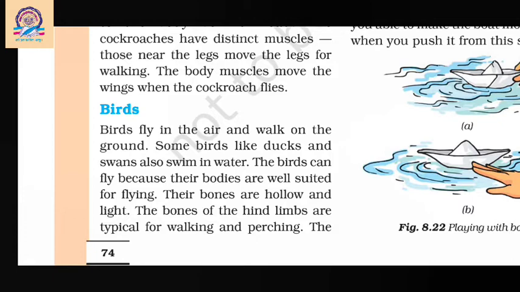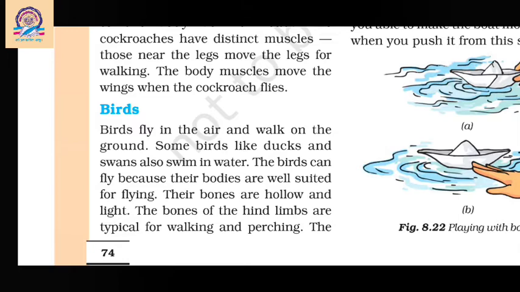But birds can fly because their bodies are well suited for flying. Okay, how can they fly? Their body is made in a way that is suitable for flying. Their bones are hollow. Okay, this is the major reason why they can fly easily in the air. Why? Because their bones are hollow. Hollow means khokhla in Gujarati. Okay, and light. They are lightweight and hollow, due to which it is easy to fly.